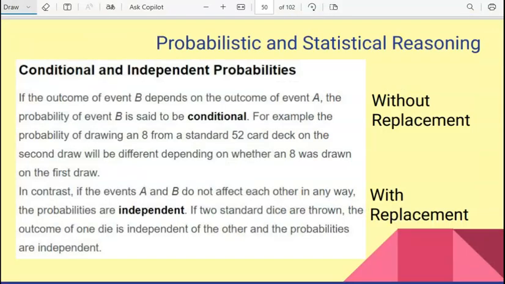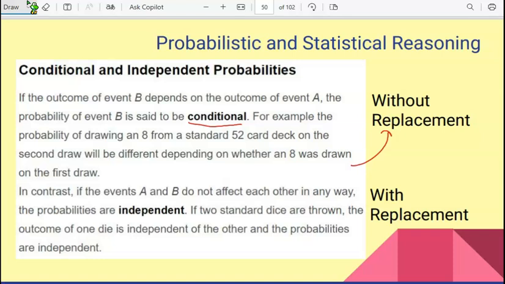Conditional and independent probabilities. If the outcome of event B depends on the outcome of event A, the probability of event B is said to be conditional. For example, the probability of drawing an 8 from a standard 52 card deck on the second draw will be different depending on whether an 8 was drawn on the first draw. That is an example of without replacement.